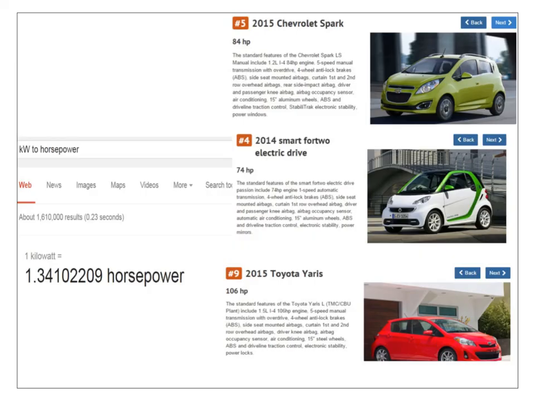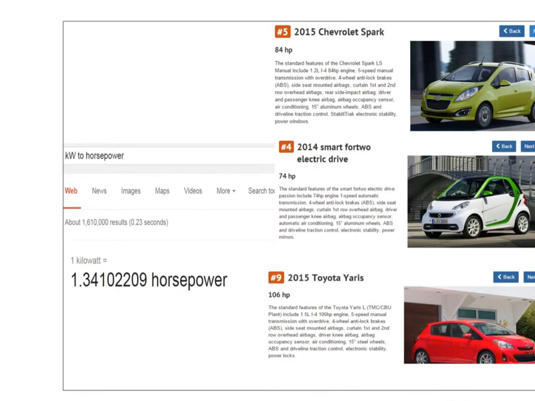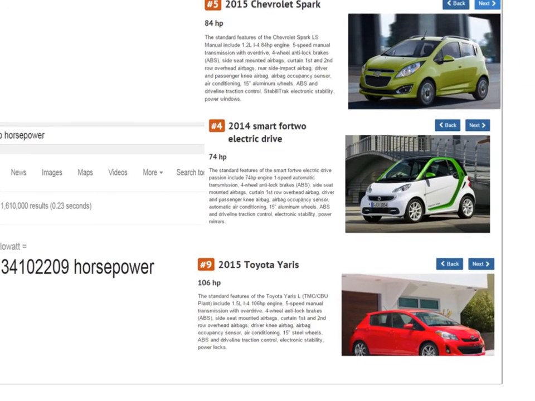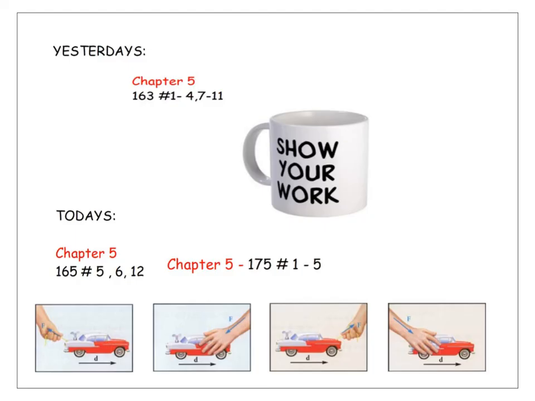If we think about it in terms of horsepower, he's 21.4 kilowatts. That would be about 16 horsepower, which is not very much, maybe enough to power a smart car.